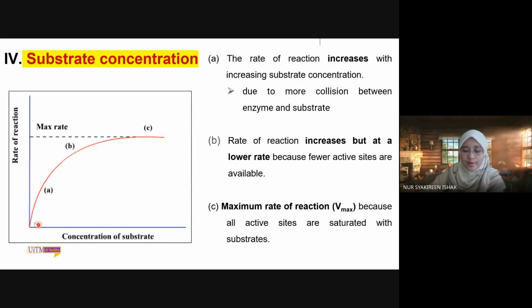So in this one you have a lot of active sites initially during the reaction. When you keep on increasing the substrate, there's still a lot of enzyme. But as you increase more substrate, active sites will be fewer. Okay, so rate of reaction will slow down a bit until it reaches a constant rate of reaction where active sites are saturated with the substrate.